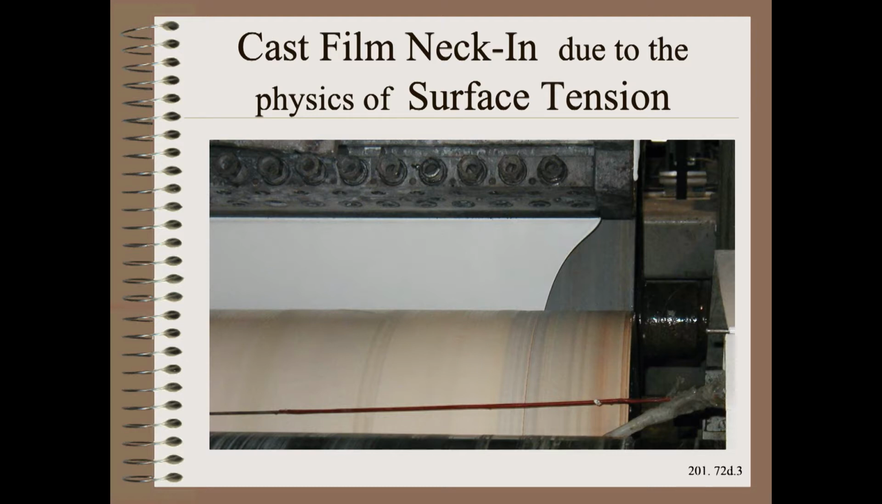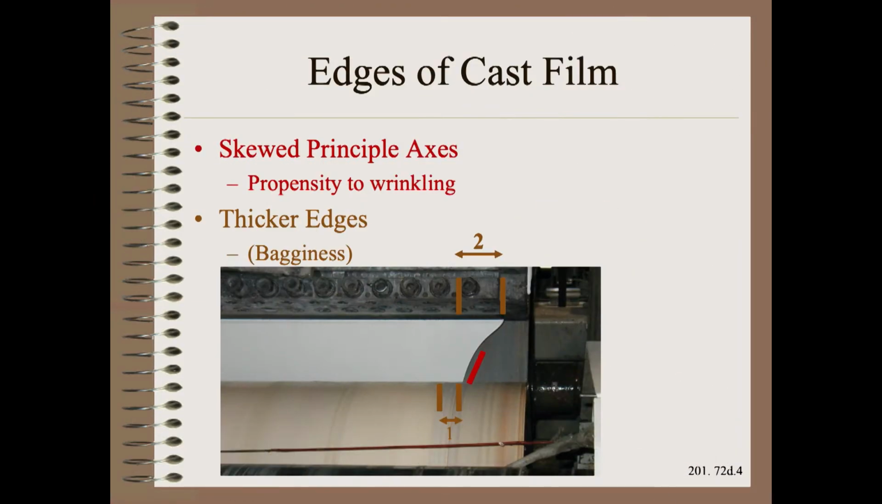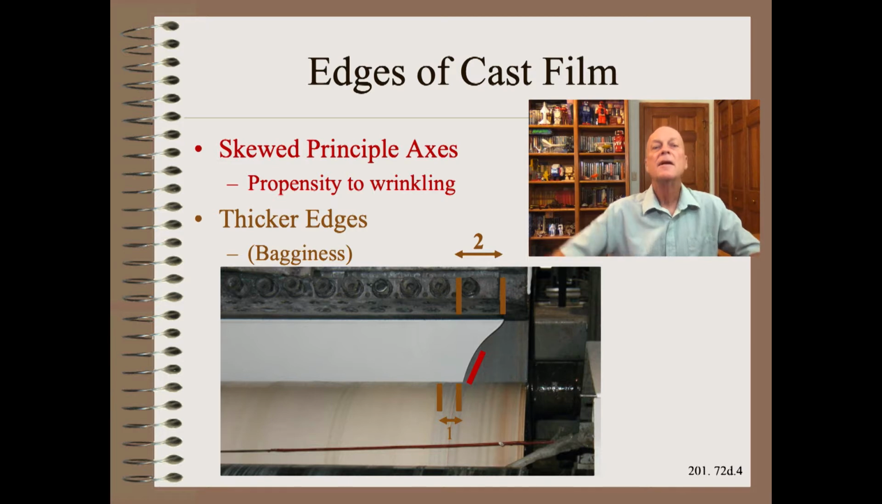Cast film begins as a hot curtain of polymer coating coming from a slot die. This hot curtain falls onto a cooling and forming drum. Unchangeable physics requires that the edges neck in due to surface tension of liquids. This neck-in results in at least two defects at the edges.